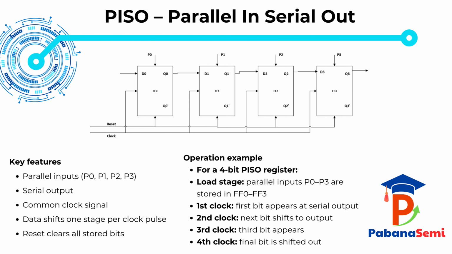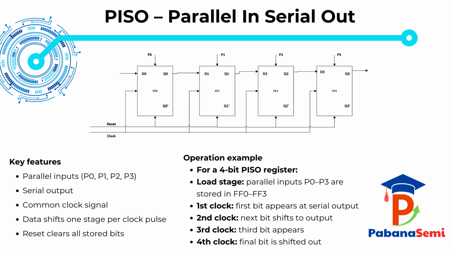In this type of shift register, multiple bits are loaded into the register simultaneously through the parallel inputs P0, P1, P2, and P3. During the load stage, these bits are stored in the flip-flops FF0 through FF3. After the data is loaded, each clock pulse shifts the stored data toward the serial output. As a result, the bits leave the register one at a time in serial form.